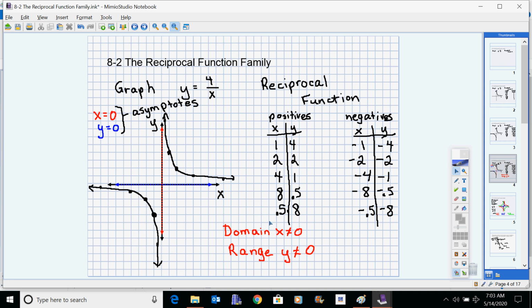Now we know our x values are related to our domain. So our domain means x can be any number except it can't be 0. Because when x is 0, this whole thing falls apart. Now what we notice about the range, what we notice about the y values, is that they are approaching this line right here.